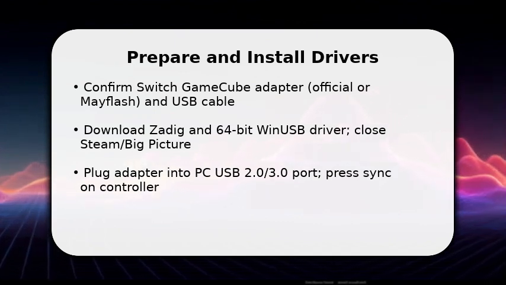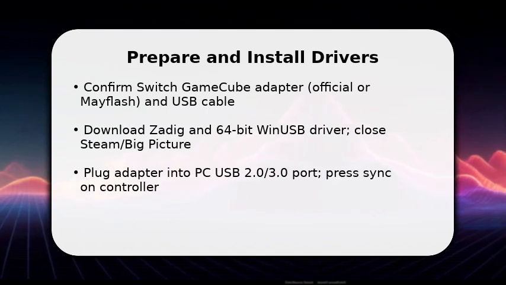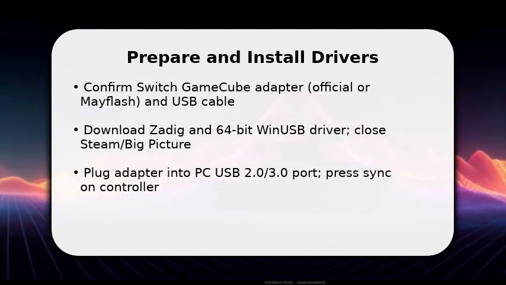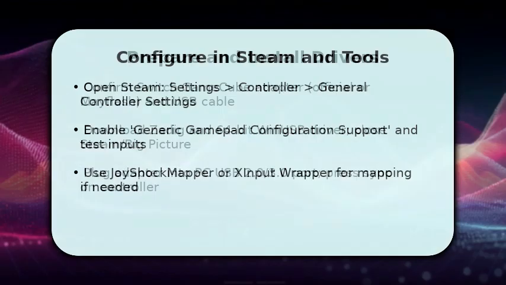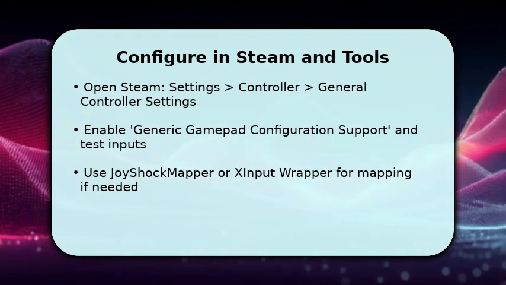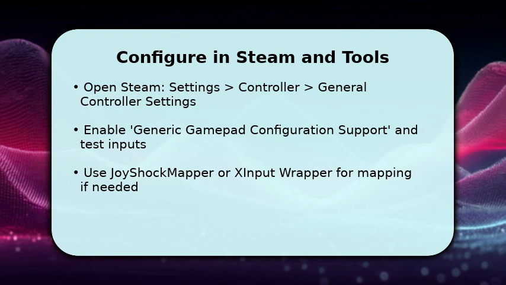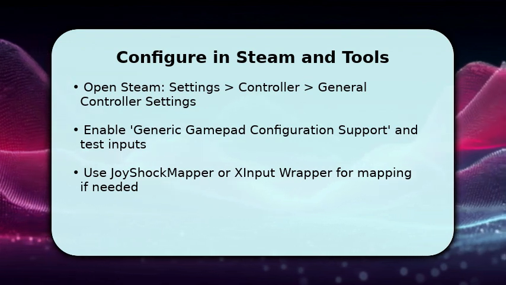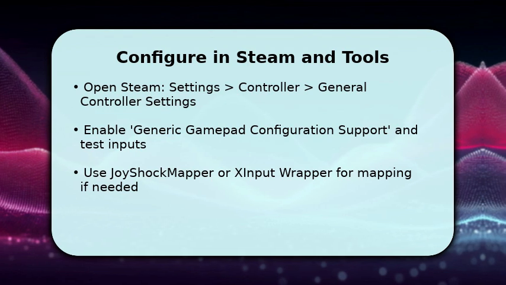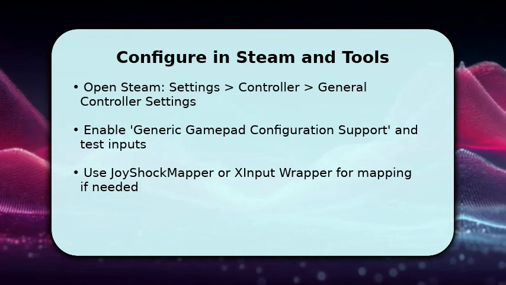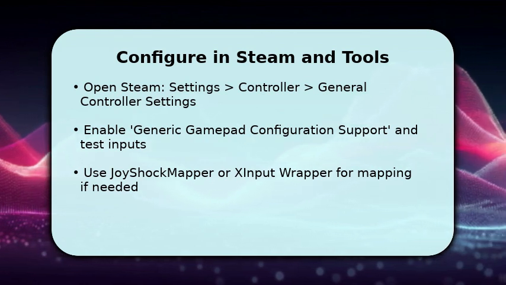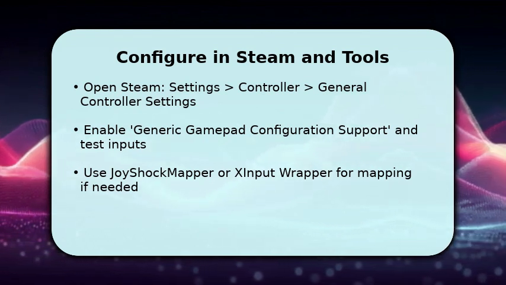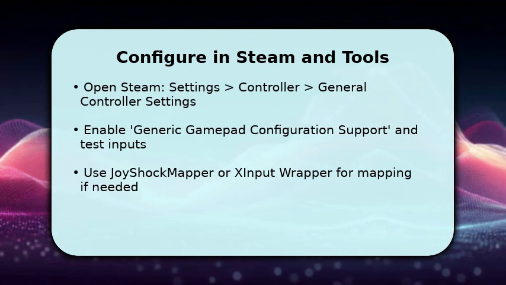Once done, make sure Steam is closed to avoid driver conflicts, and keep Zadig open until the WinUSB installation completes successfully. Now you configure input mapping so games accept the GameCube pad. Open Steam's controller settings and enable generic gamepad configuration support. Steam can emulate an Xbox controller. If using emulators or non-Steam games, install an XInput wrapper or JoyShock mapper to translate inputs reliably.